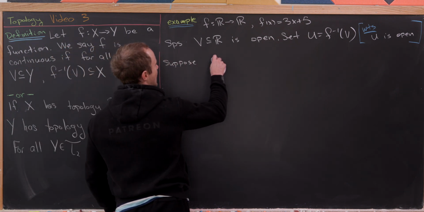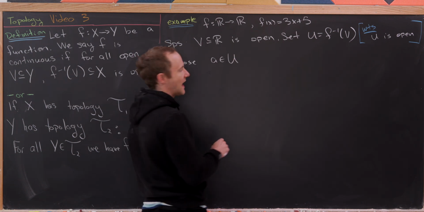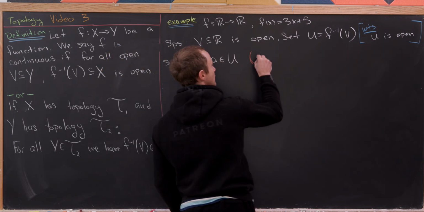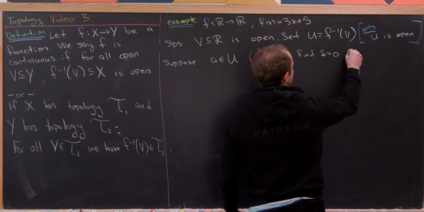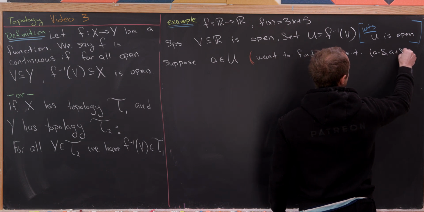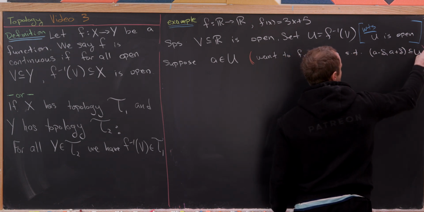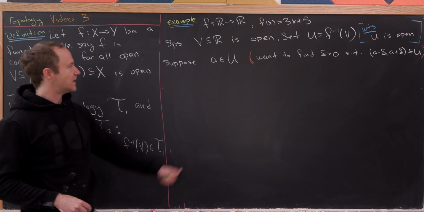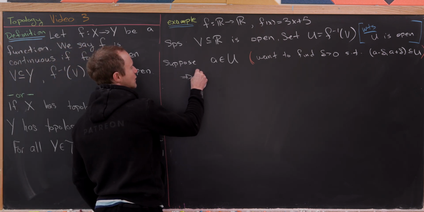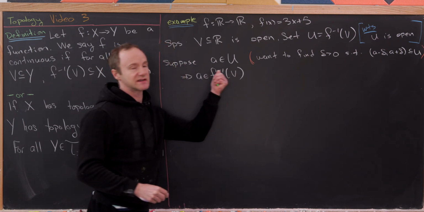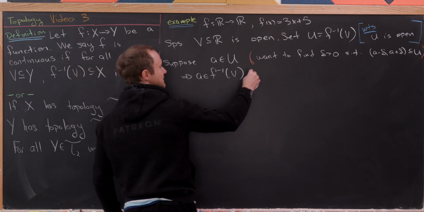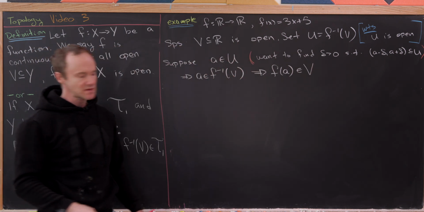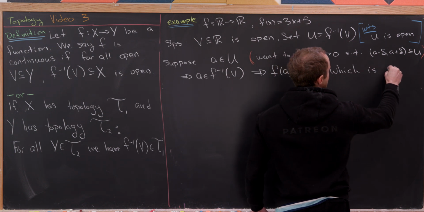So let's suppose that we've got a number a inside of U, and let's translate this U is open down here. We want to find some number delta bigger than 0 such that the interval a minus delta to a plus delta is a subset of U. In other words, that's the definition of openness in the real numbers, like we used in the previous couple of videos. Okay, great. But now let's notice that a being inside of U is equivalent to saying that a is inside of the pre-image of V, just because that's how we're defining U. But being inside of the pre-image of V means that if we apply our function f to a, we are inside of the set V.